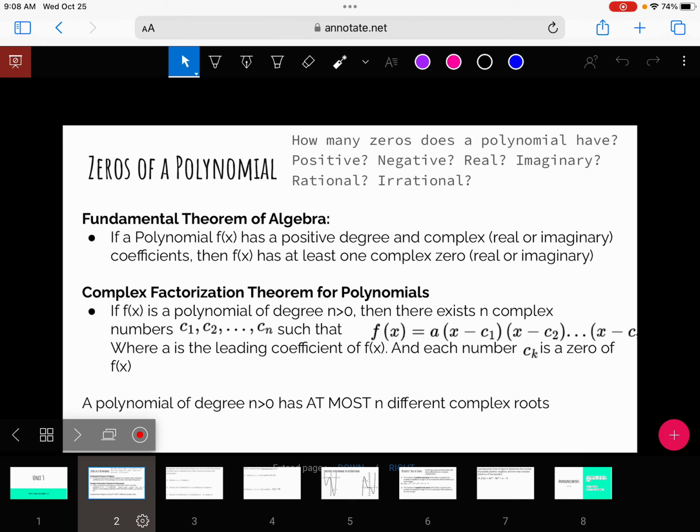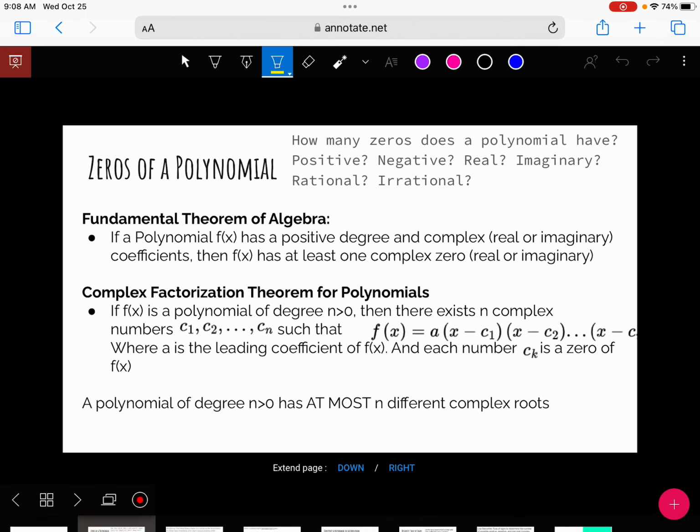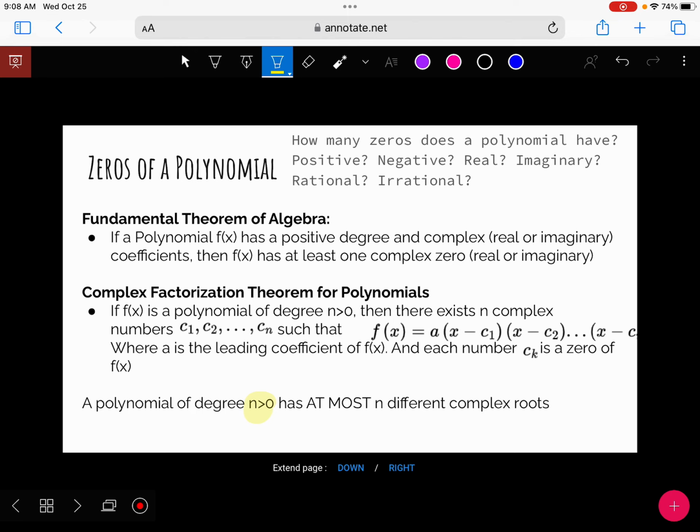All right. So on this screen, there's a whole lot going on here. What this is really boiling down to is that your polynomial is going to have n roots if your degree is n. This sentence kind of sums up the whole page.